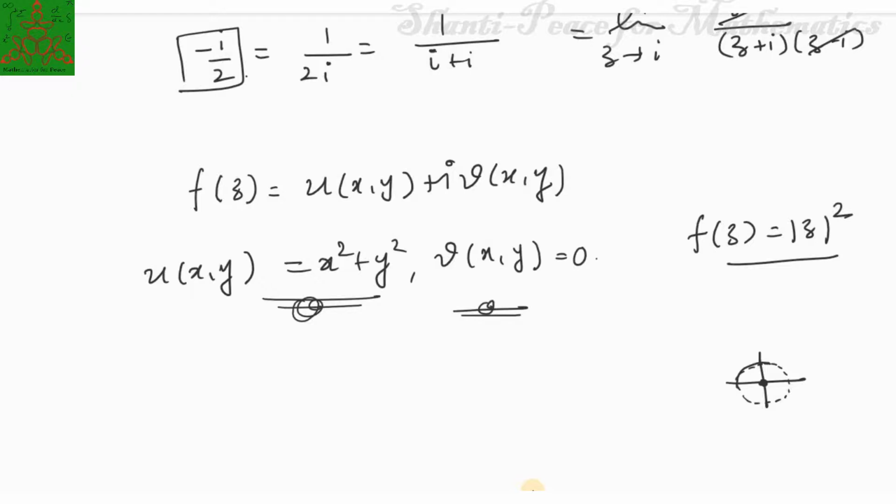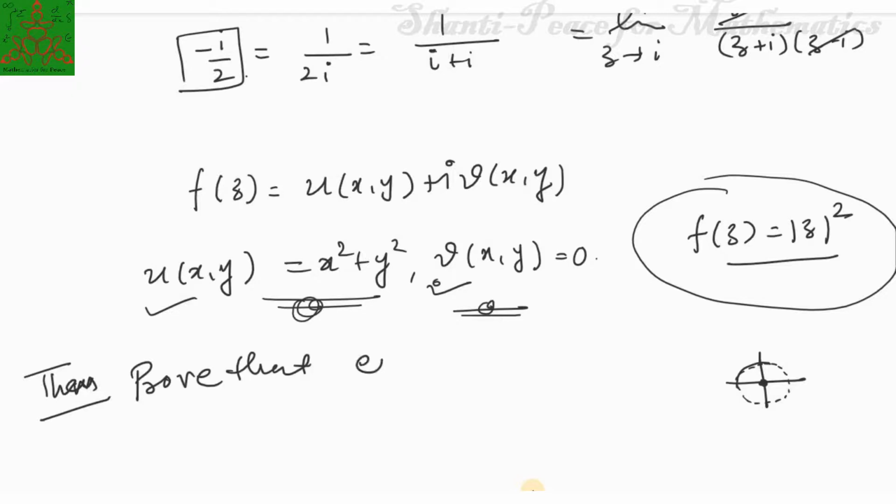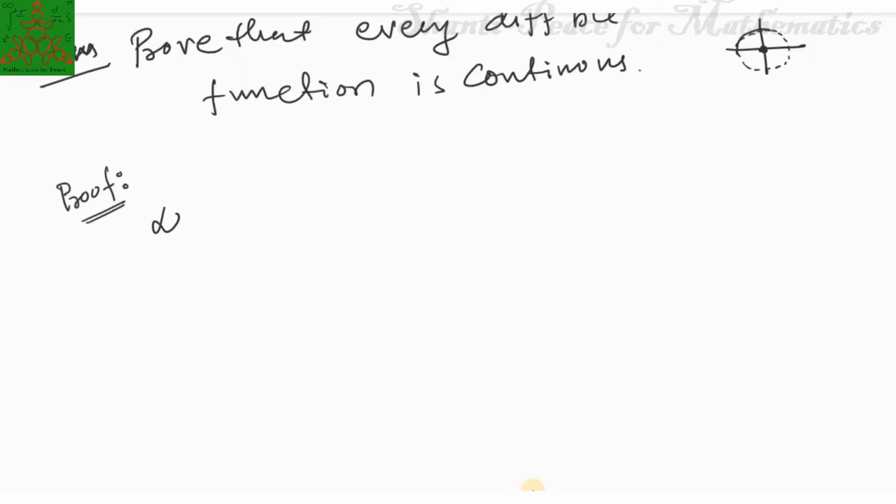One more thing we should notice is that u of xy and v of xy are continuous functions. That's why this mod z square function is continuous at every point, but the continuity of the function at a point does not imply the existence of the derivative there. However, it is true that the existence of a derivative of a function at a point implies the continuity of the function at that point. So we can state it as a theorem: every differentiable function is continuous. Let f of z be a differentiable function at point z0.